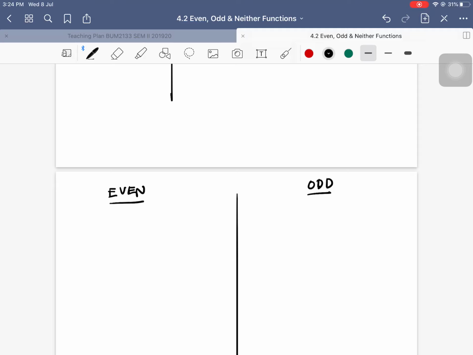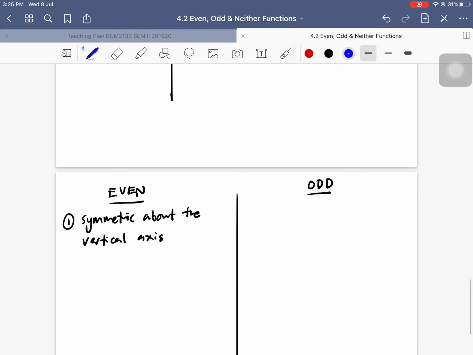Okay, let me write the definition first for the case of even function. So even function, as I mentioned just now, is symmetric about the vertical axis. Remember, the mirror, the reflection, will be on the vertical axis. You cut it in the middle, it's going to look the same, left and right mirror images of each other. So that is an even function.